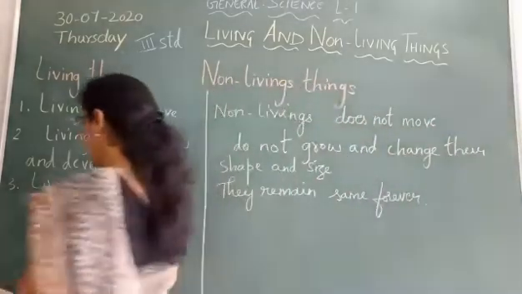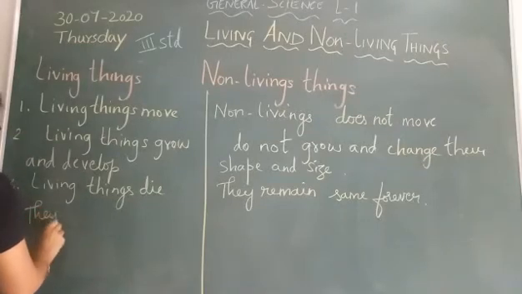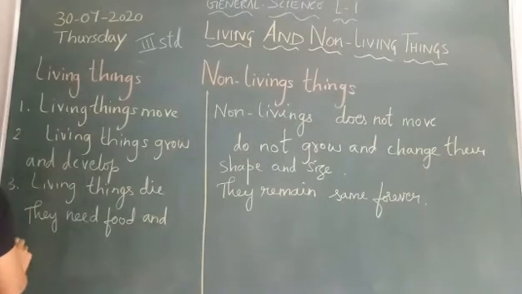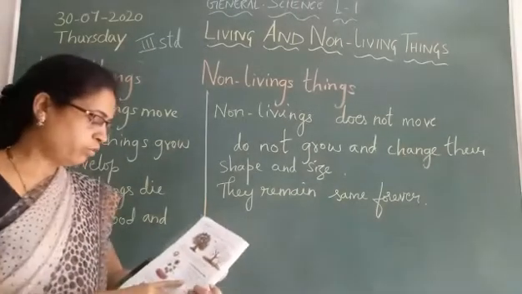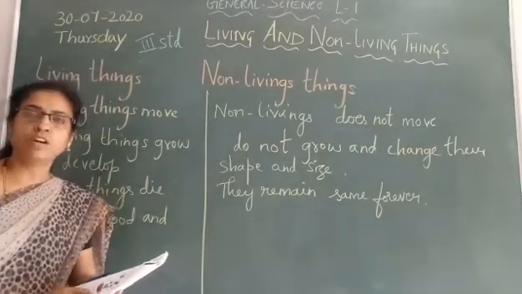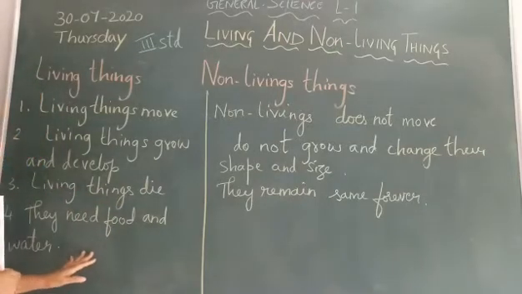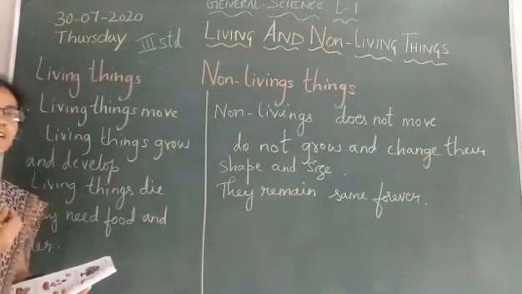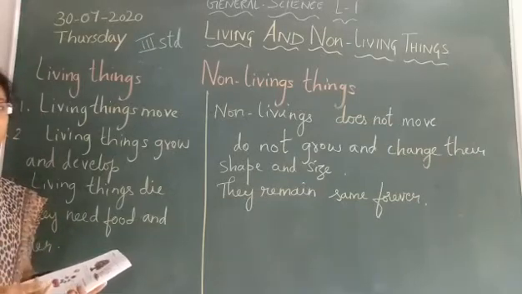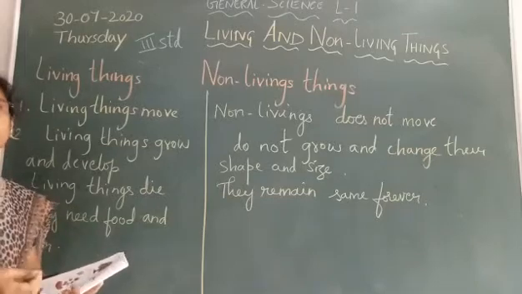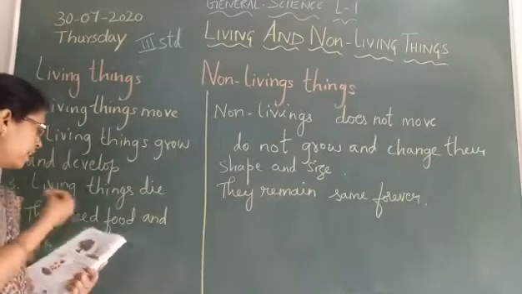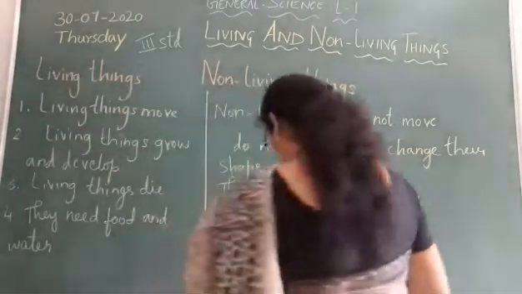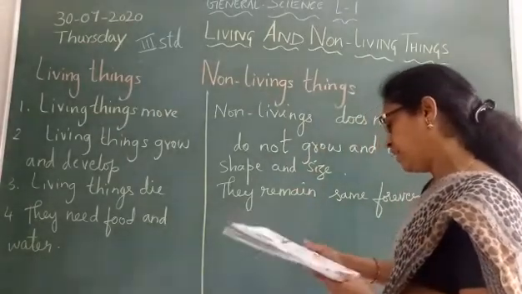Okay, children. The next point is living things need food and water. Both food and water are essential for living things, isn't it? Without food, we cannot live, but water is also very essential. Food provides them energy and helps them stay healthy, and water is required to stay alive. Without food and water, living things cannot live. What about non-living things, children? Do non-living things need food and water? No. Non-living things do not need any food or water.